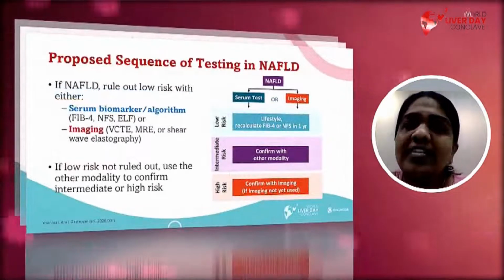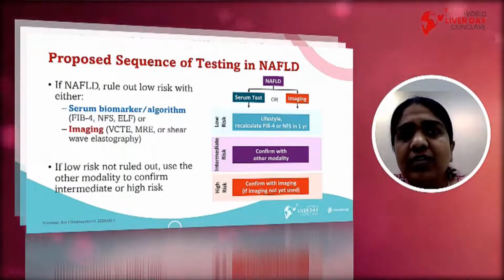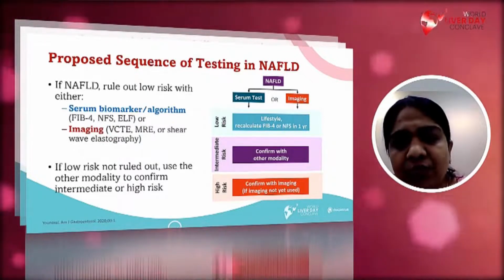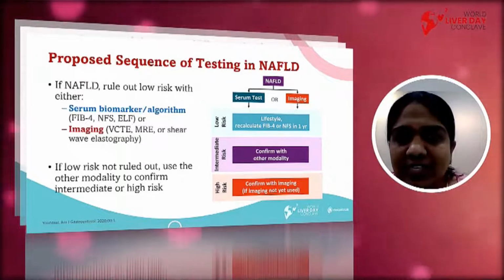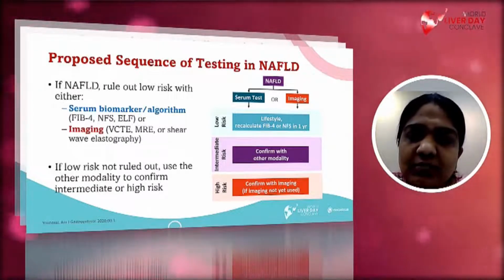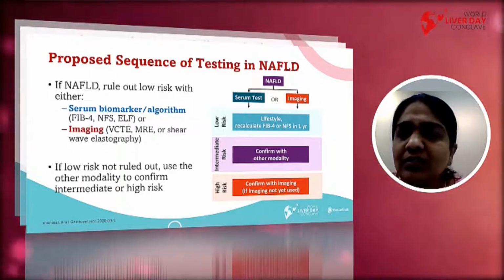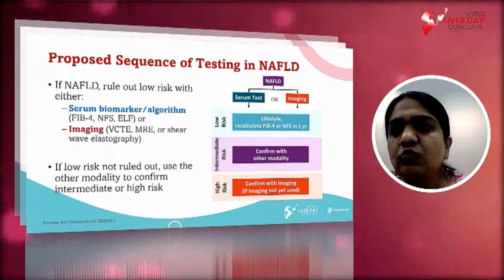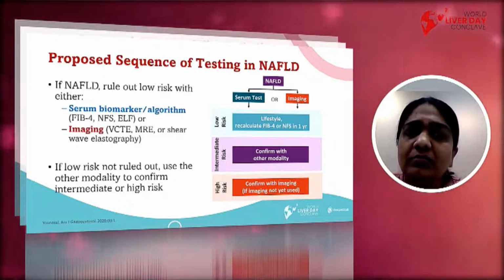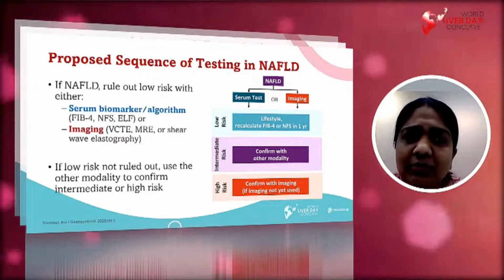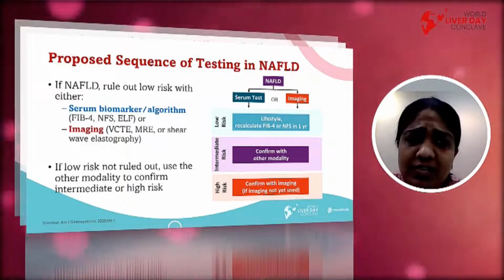Then there are so many tests and so many scoring systems available. How do we proceed? How do we plan and how do we manage a patient whom we suspect to have NAFLD? First we have to categorize the patient into a low risk, intermediate risk, and high risk patient. Anybody with low risk who comes to us with a suspicion of NAFLD, we either do the serum test or the imaging. In serum tests, we can do a FIB-4 score, NFS, or ELF score. In imaging, we can go for either elastography or MR elastography.